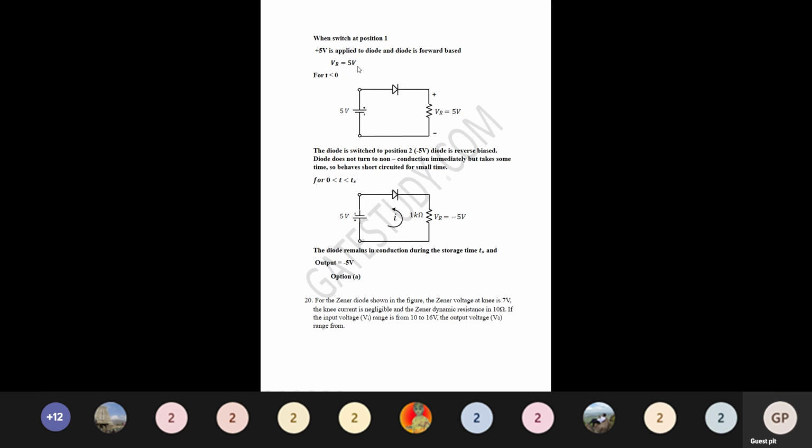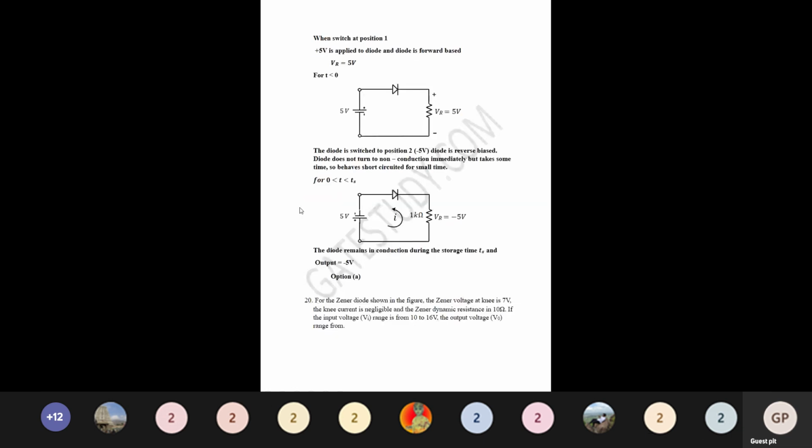So Vr is equal to 5 volt. For t less than 0, the diode is switched to position 2, that is reverse bias, minus 5 volt. The diode is reverse biased. The diode does not turn off immediately due to the non-conduction, but takes some time. So it behaves as a short circuit for a small time. The diode remains in conduction during the storage time Ts and the output is equal to minus 5 volt. So the option minus 5 volt is the right answer. Next.